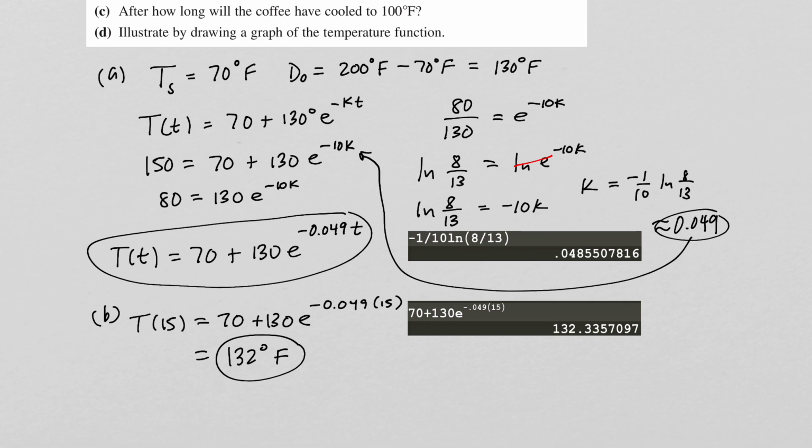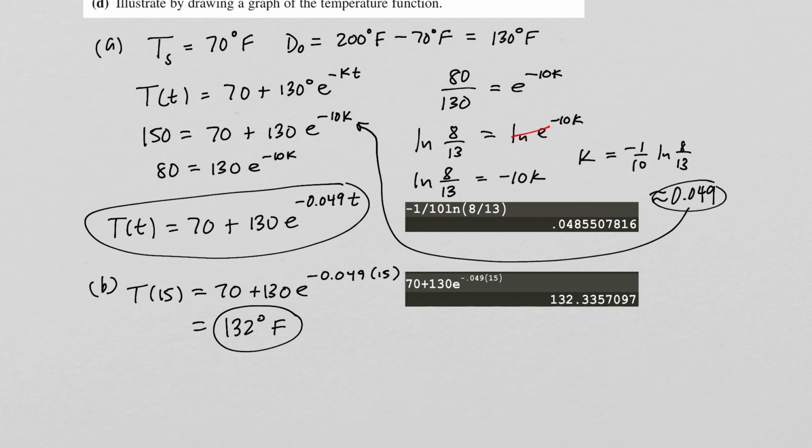In part C, after how long will the coffee have cooled to 100 degrees? So for this, we're going to let capital T equal 100 here. So this will give us 100 is equal to 70 plus 130 e to the negative 0.049 times t. And then we're solving for t, so we're going to subtract 70 here, which gives us 30. And then we're going to divide by 130. So we'll have 30 divided by 130 equals e to the negative 0.049t.